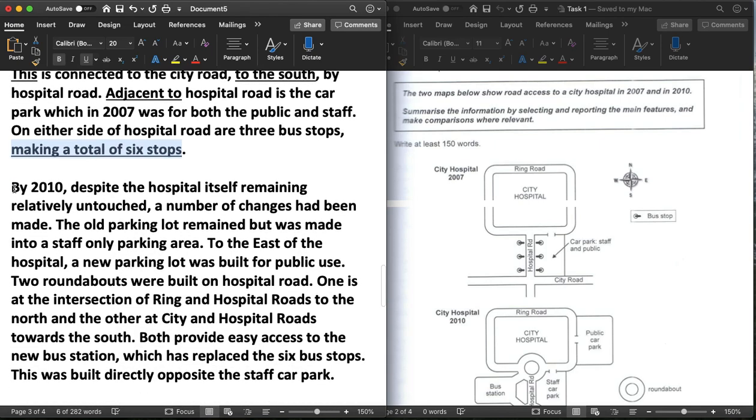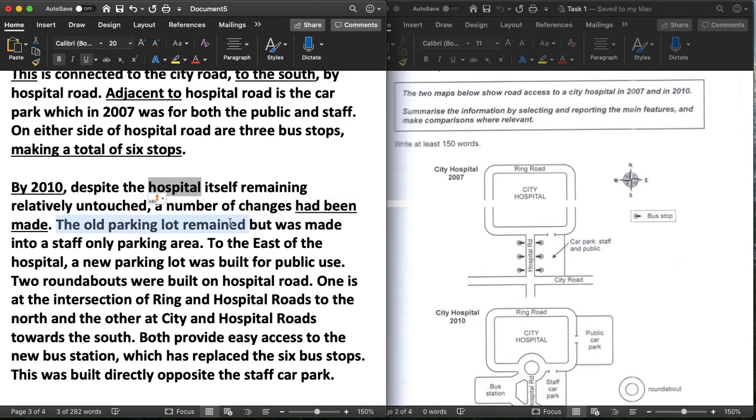Then, by 2010, all right, so I've got another number, time. Despite the hospital itself remaining untouched, a number of changes had been made. So one of the key points here is that I've just made a point. Yes, the hospital is the same. A number of changes were made. So small thing, pretty fancy piece of language, but keep in mind, as I've said in other videos, by had. So a number of them had been made.